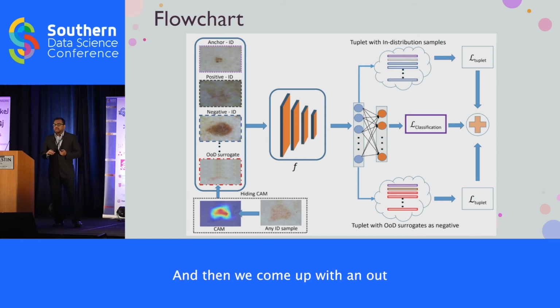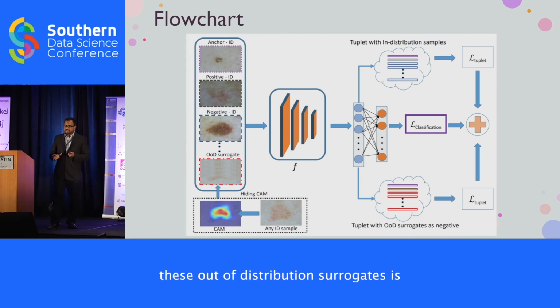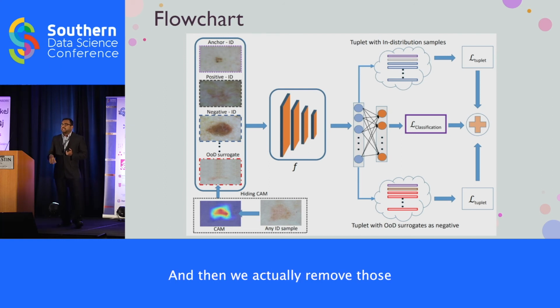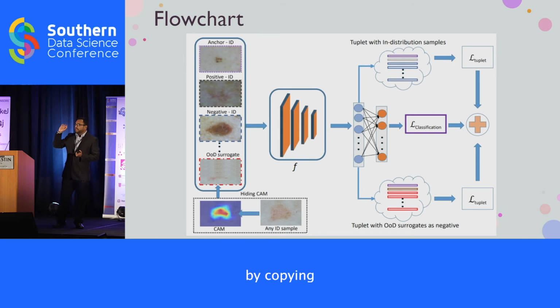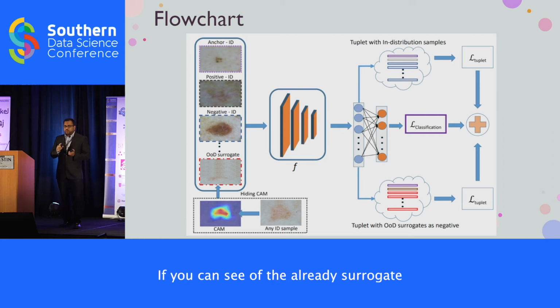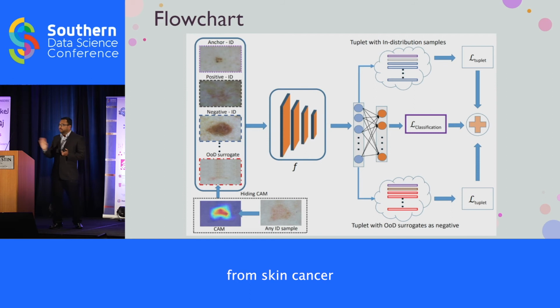And then we come up with out-of-distribution surrogates. The way we generate these surrogates is we pick any image of a skin cancer, we apply Grad-CAM or HiDe-CAM to find the discriminative regions in that image, and then we remove those by copying image patches which are healthy from the same image and pasting them there. So now we do not have any case of skin cancer in that image. If you can see, the OOD surrogate which we generated is clean from skin cancer, and that serves as a surrogate for out-of-distribution.